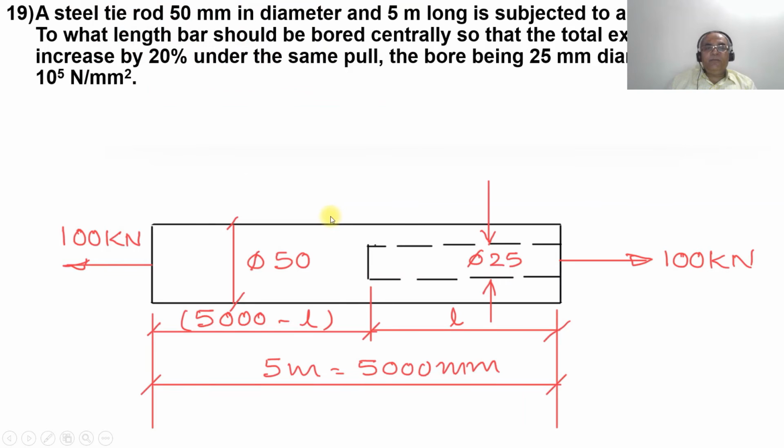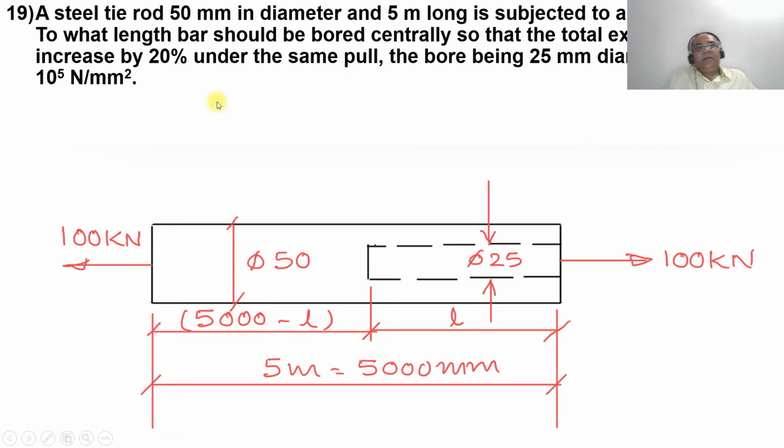And now the next problem will be problem number 19. A steel tie rod of 50 mm in diameter and 5 meters long is subjected to a pull of 100 kilonewton. To what length should the bar be bored centrally so that the total extension will be increased by 20% under the same pull? The bore being 25 mm diameter, take E is equal to 2 into 10 to the power of 5 Newton per mm square.